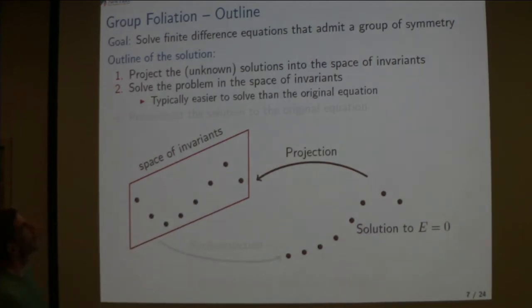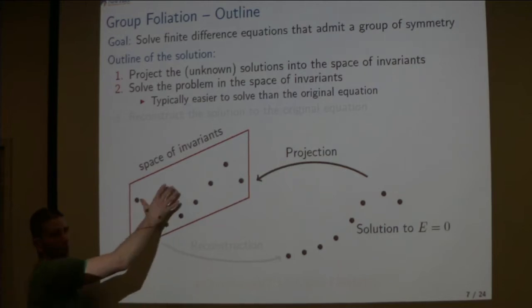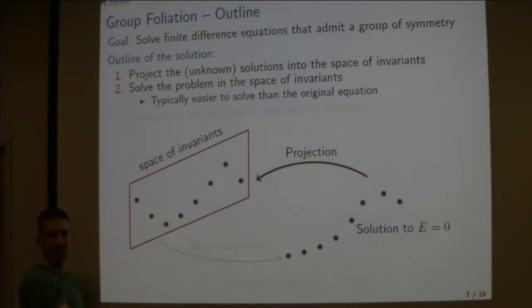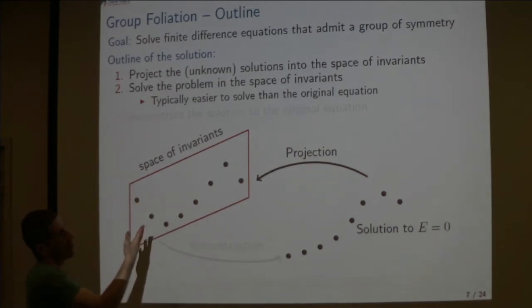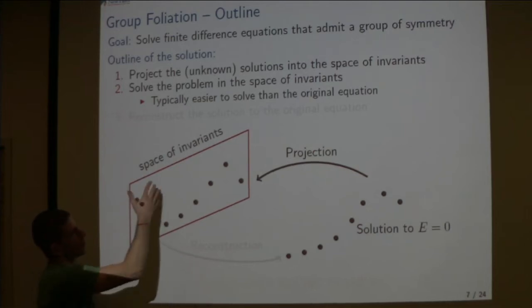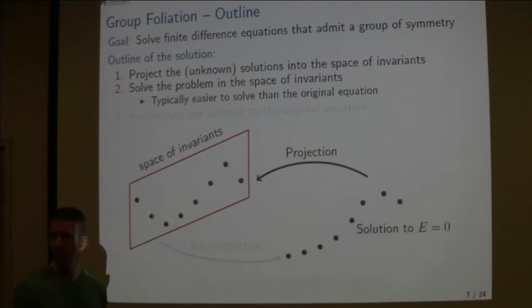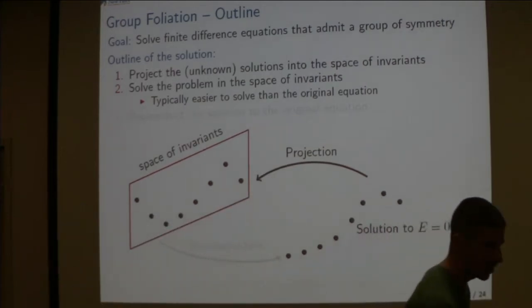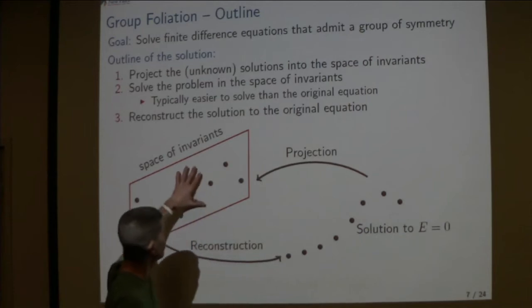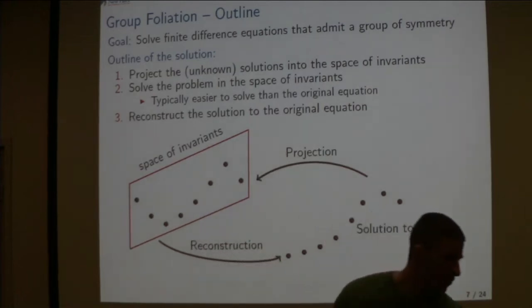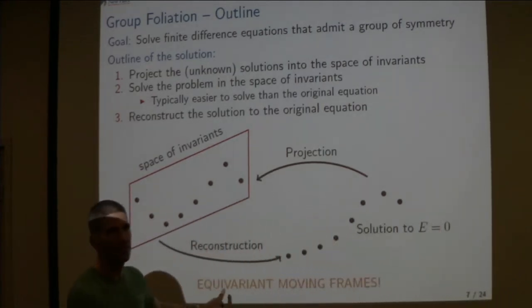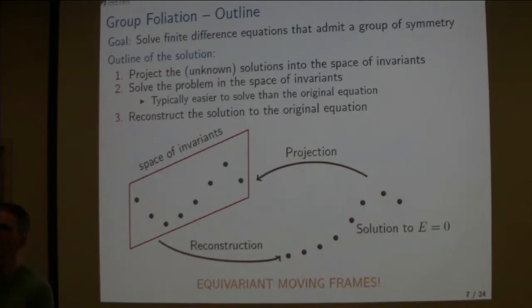And why do we do this? Typically, this problem will be easier to solve than the original one. And then, if we're able to solve the problem in the space of invariants, the last step will be to take this solution and recover the original solution through what we call the reconstruction step. So if we're able to do that, then we'll have the solution to our original problem. And how do we do this? We will do this using the method of moving frames.